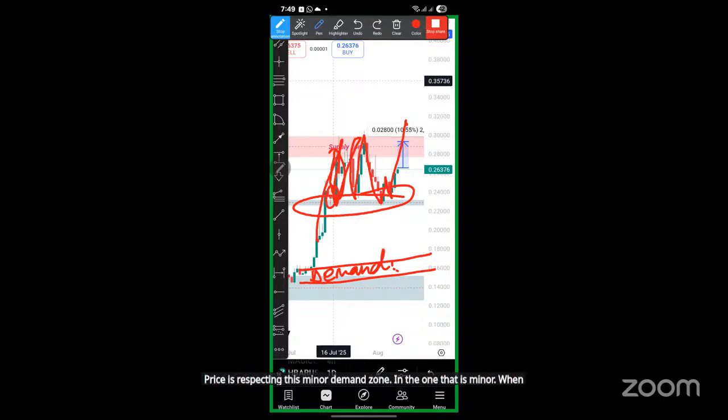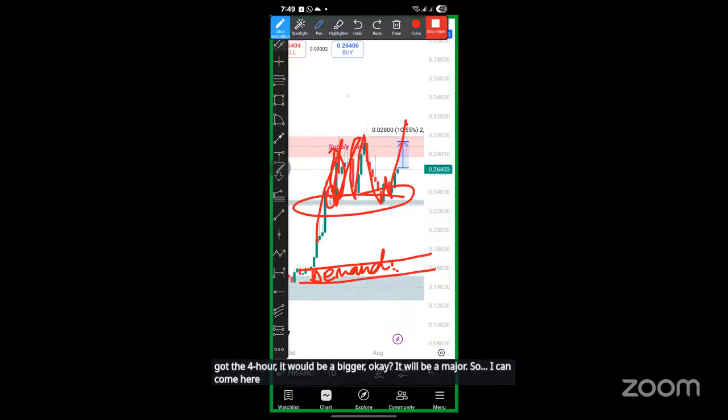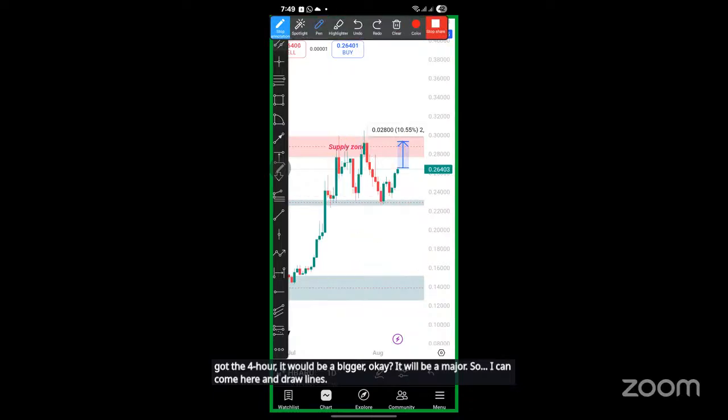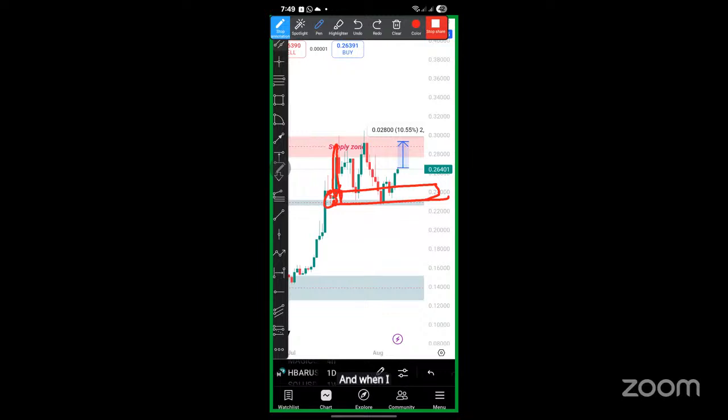When you get to the 4 hour, it will be bigger, okay? It will be a major. So I can come here and draw lines. I draw this from here. I see where is the small candle. This is the small candle. Where is the big volume candle? This is the big volume candle. So I enclose the small volume candle, and it will go through even the big volume candle. This one becomes our demand zone. Simple.